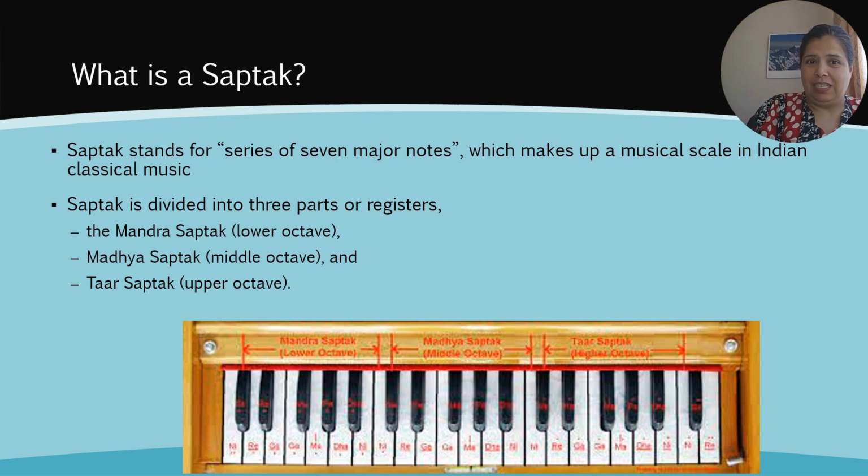So basically it is divided into three pitch levels, which are the Mandra Saptak, as it is called in Indian classical, or the lower octave. Then the next one is the Madhya Saptak, or the middle octave, and the Tar Saptak, which is the upper octave. So that's how you understand there are three pitch levels for these 12 swars to be represented in, and these form an octave.